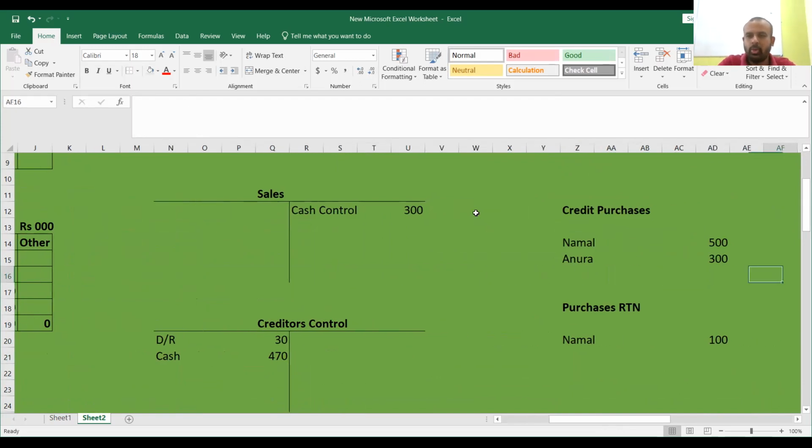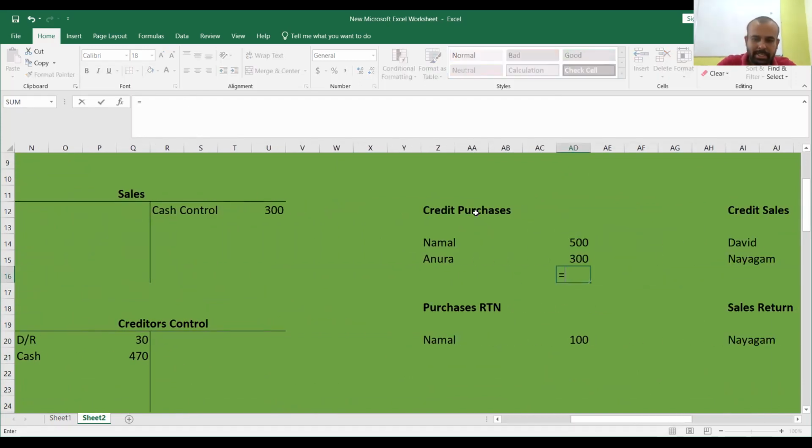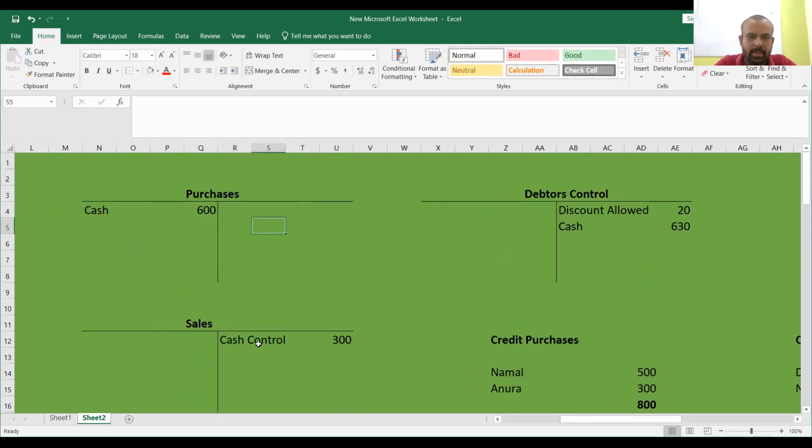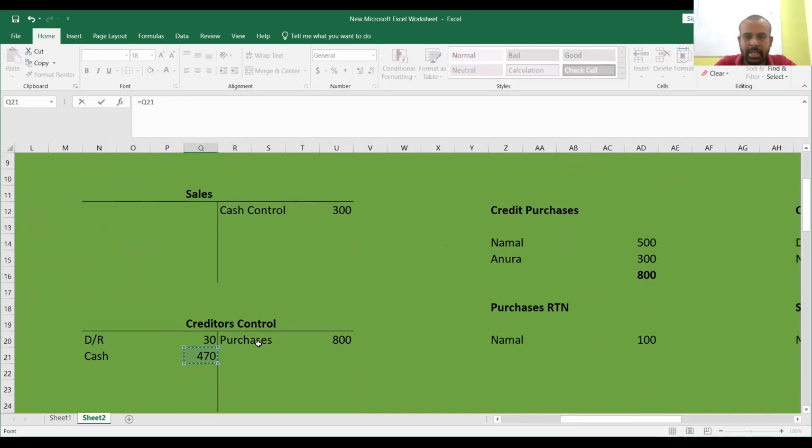Now what shall we do? You move into the other journals. So the credit purchases here is how much? Rupees 800. What's the double entry? Purchases debit, creditors control account credit. Total of the purchases journal. Saying purchases 800, debit purchases account, saying trade payable, how much? Yeah, it's 800,000.